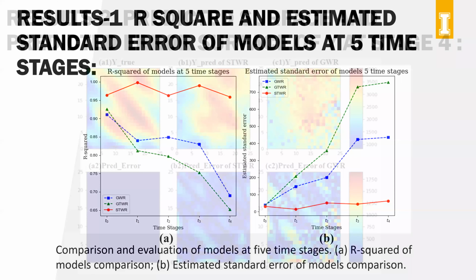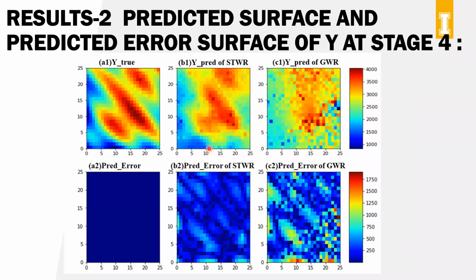Then let's have a look at the comparison with the true value. This is the true value, figure A1. B1 is the prediction using STWR, the prediction based on the regression model. And this is the prediction using another published method called GWR.